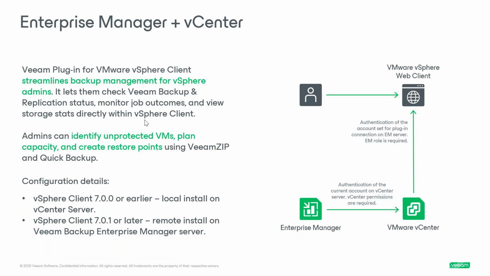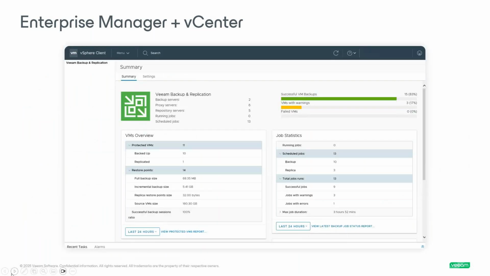There is a plugin for Enterprise Manager and vCenter that allows you to check for Veeam operations such as backup and replication status. You can monitor jobs, outcome in view, and create Veeam Zip and Quick Backup. This is what the UI for the tool looks like.